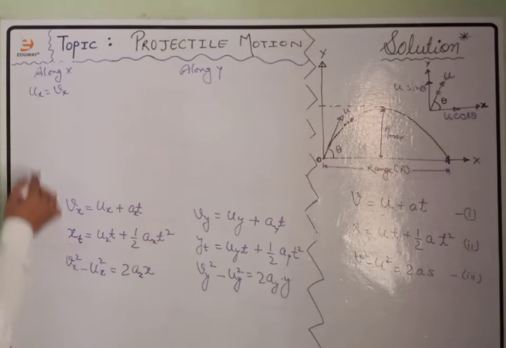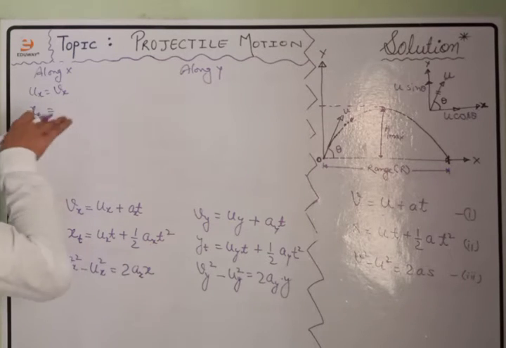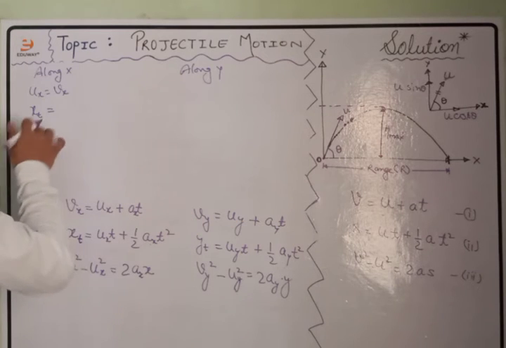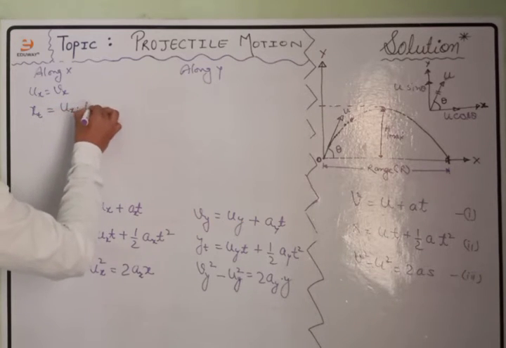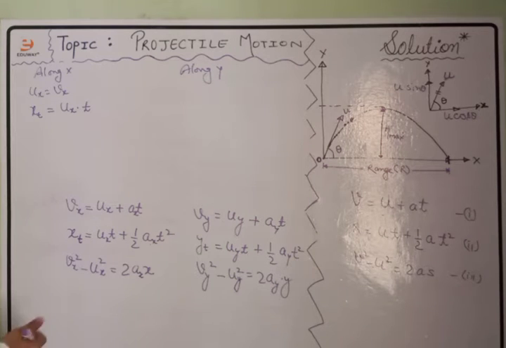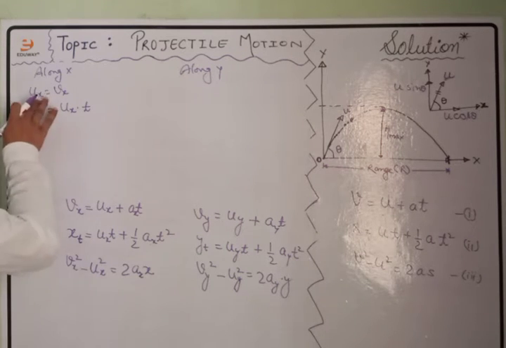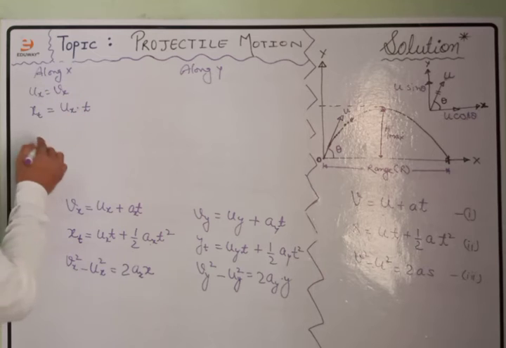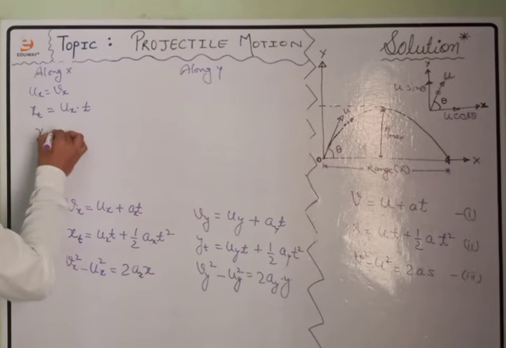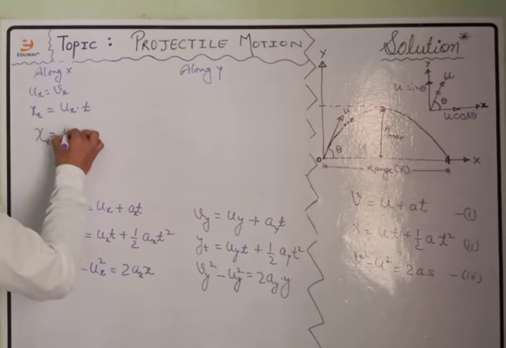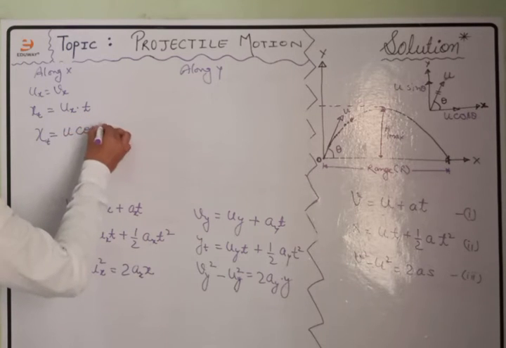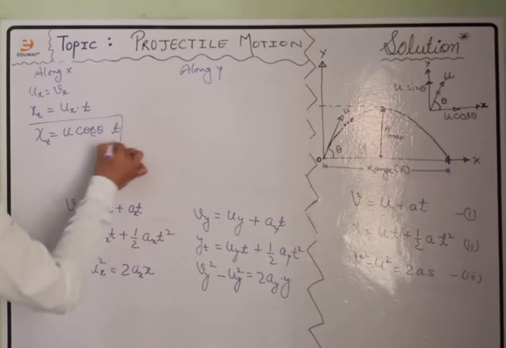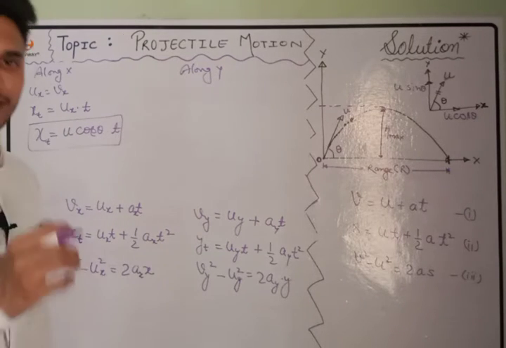Again, since the acceleration is 0, this component will be 0. So the displacement in the horizontal direction after some time t will be equal to ux into t. Since ux equals vx, the overall acceleration term will be 0 and is of no use. So we derive a single formula: x at some time t equals ux t. What is ux? It is u cos theta. So x equals u cos theta into t. This is the formula that we will use along the horizontal direction.